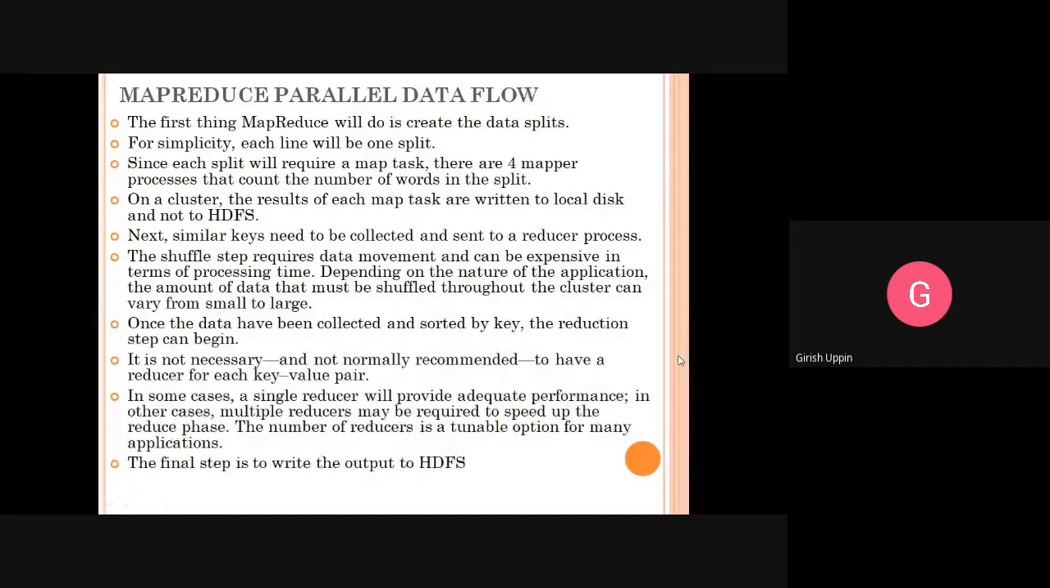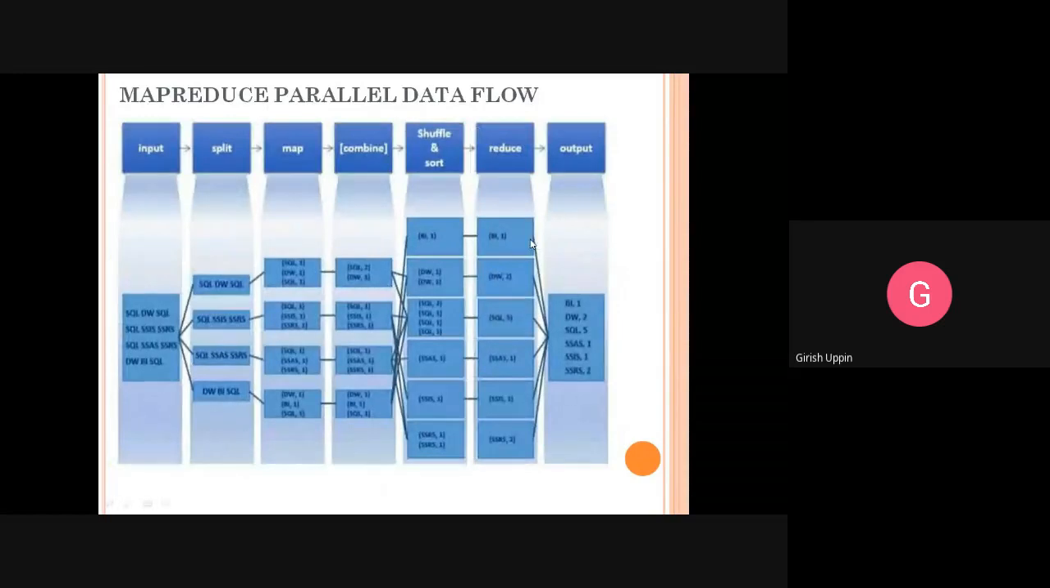Once the data have been collected and sorted by the keys, then the reduction step begins. It is not necessary and normally not recommended to have a reducer for each key value pair. So it depends on your design whether you require it. It depends on the performance of the cluster as well. You need not have as many reducers as key value pairs. You can have a smaller number of reducers as well.